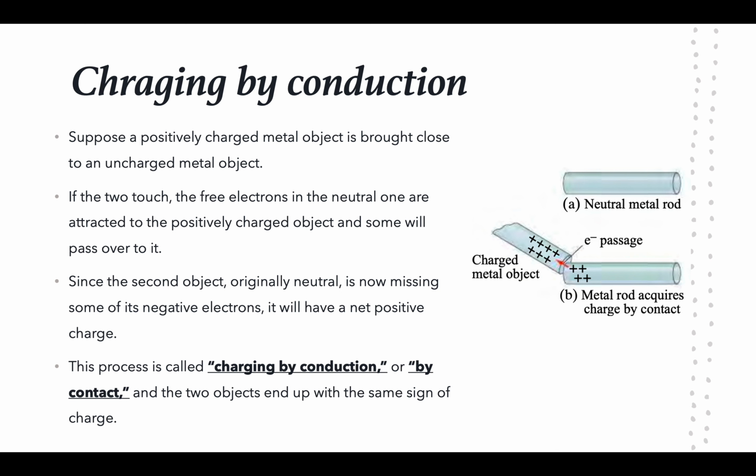So we have a neutral metal rod, then we bring a charged metal object close to it, and since this charged object is positively charged, the electrons on the neutral rod will be attracted to this positively charged object, and some of them will cross over because they're in contact. Therefore, the initially neutral object will be missing electrons and will be positively charged. And then when the two metals stop touching each other, both metals will be positively charged.